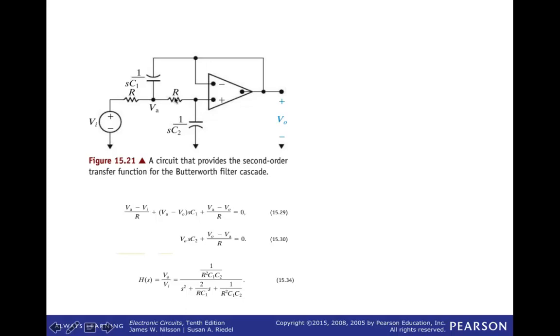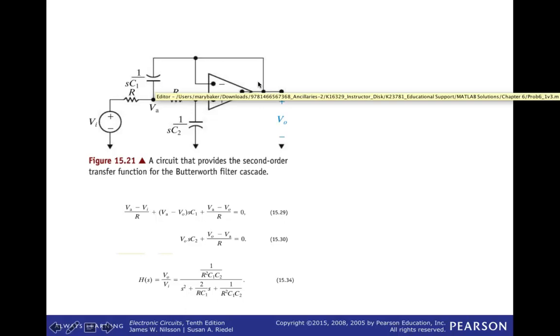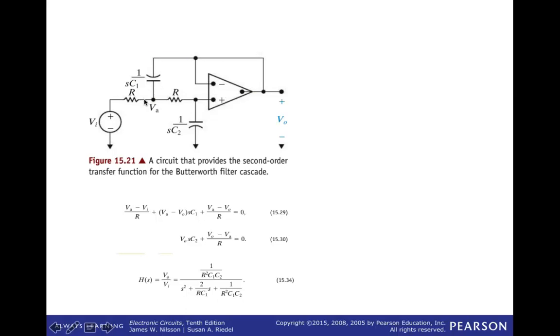So then I also have an equation written here at the node V out. So here is V out minus VA over R, this path. And then there's this path, which is V out minus V out over SC2. So that's going through here. So two node equations, one written at VA, one written at V out.